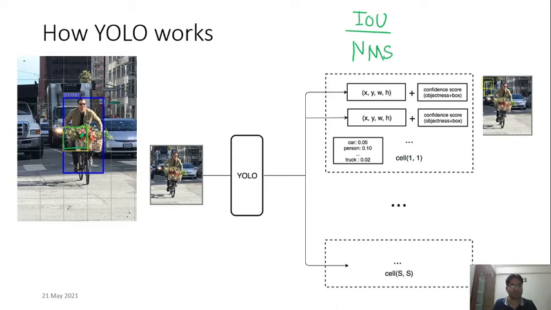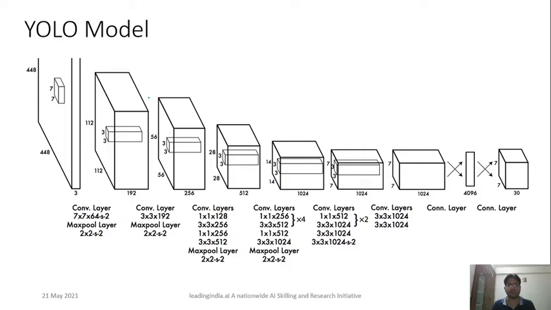Suppose you have 1 cross 1 cell here and S cross S cells here. For each individual cell it will produce this output here. Now the cell which is in the center of that object is responsible for producing the correct bounding box. If other cells are also producing boxes, we'll utilize NMS to suppress those bounding boxes.